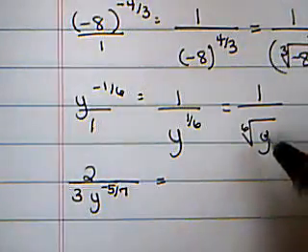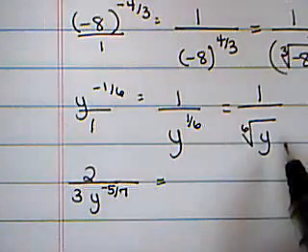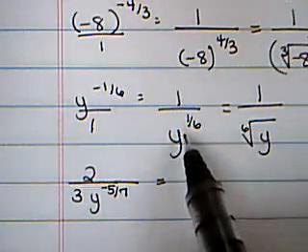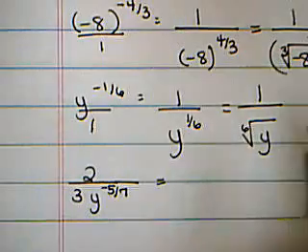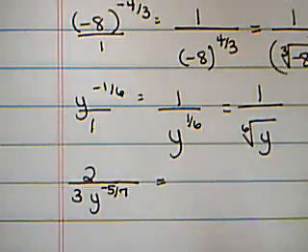So in this case right here, because we cannot take the 6th root of y, you can either write it like this or you can write it like this. This meaning the same thing. This is simplified as far as it possibly can get.